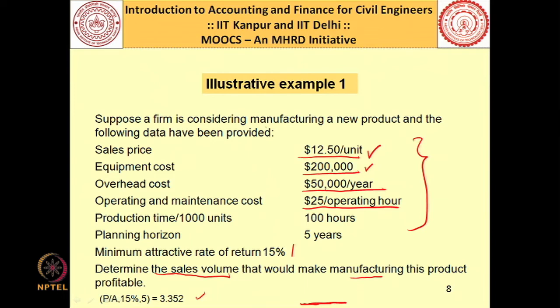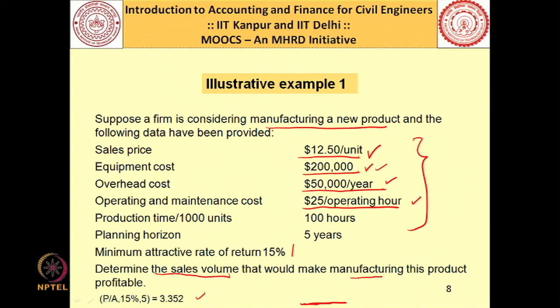Suppose a firm is considering manufacturing a new product, and if they go for manufacturing, the equipment is costing 200,000, overhead cost is $50,000 per year, operating and maintenance cost is $25 per operating hour, production time per 1000 units is 100 hours, and planning horizon is 5 years.